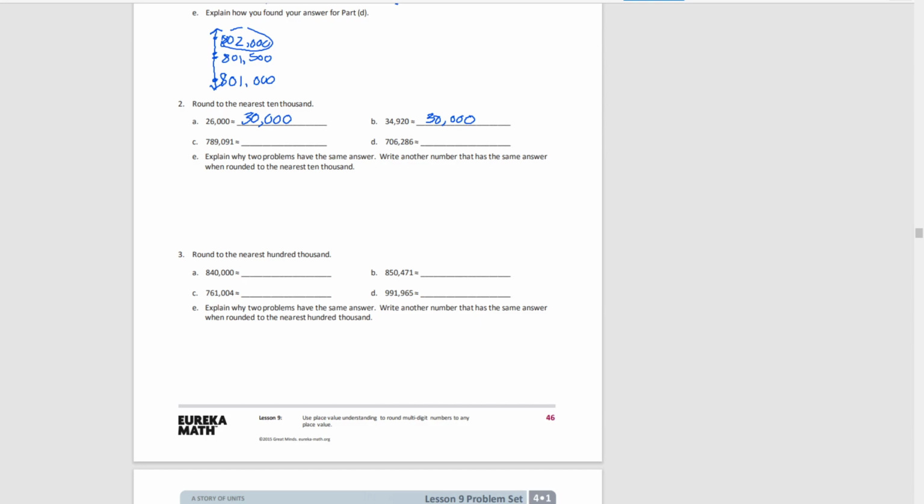Okay, again, we're still rounding to the 10,000s, so I have 8 10,000s. So it can either stay 8 10,000s or go to 9 10,000s. When I look at the rest of the numbers here, I see I'm going to be above the midpoint, so I'm going to round up to 790,000. Pause the video and try D.